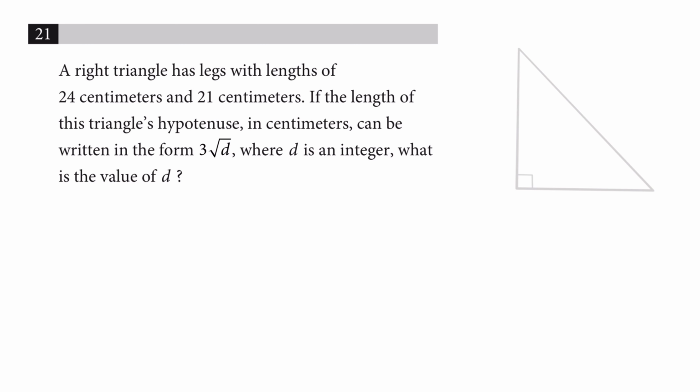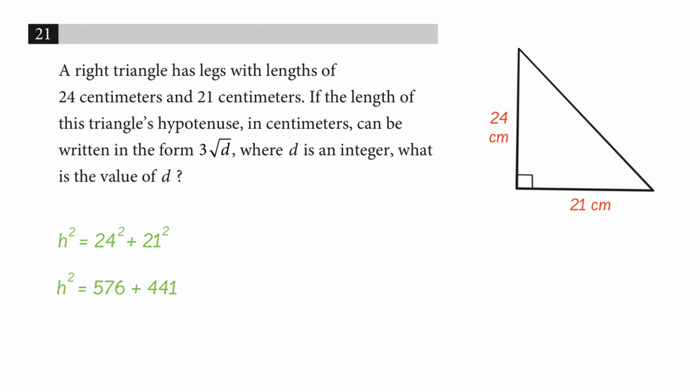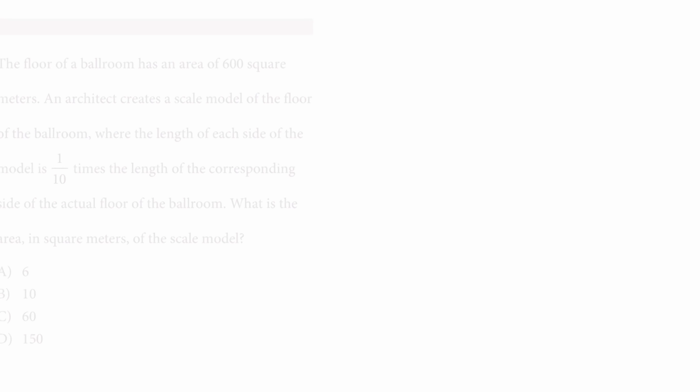Moving to geometry. Pythagorean theorem with a twist. Hypotenuse in radical form. The legs are 24 centimeters and 21 centimeters. H squared equals 24 squared plus 21 squared. That's 576 plus 441, which equals 1017. So h equals the square root of 1017. Rewrite that as the square root of 9 times 113. That simplifies to 3 square root 113. So the value asked for is 113. Radical form, done.